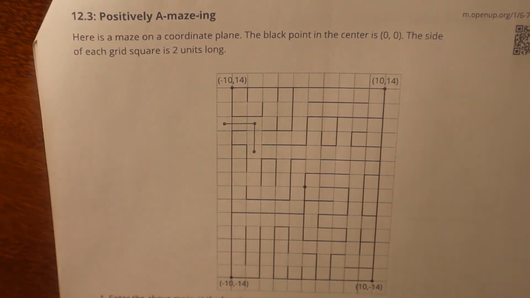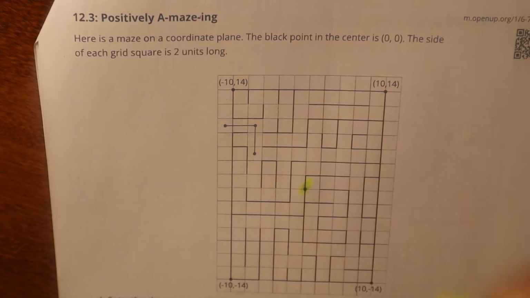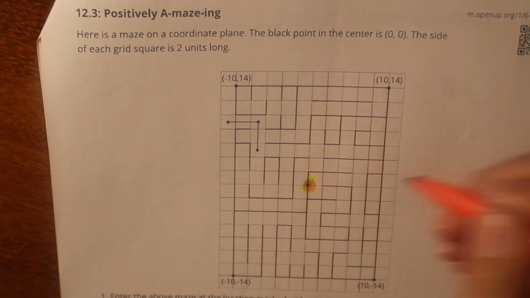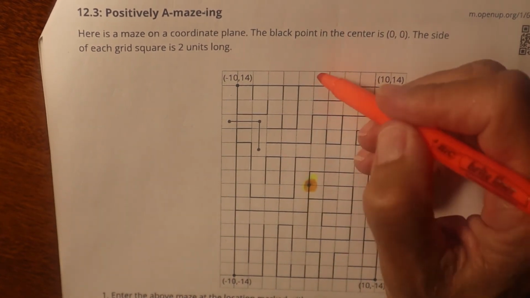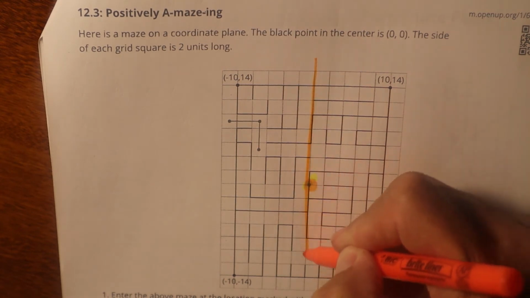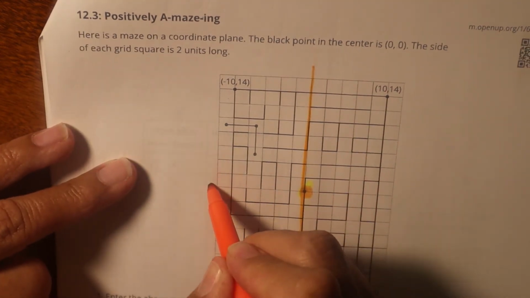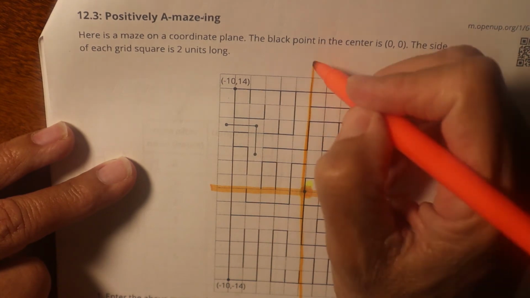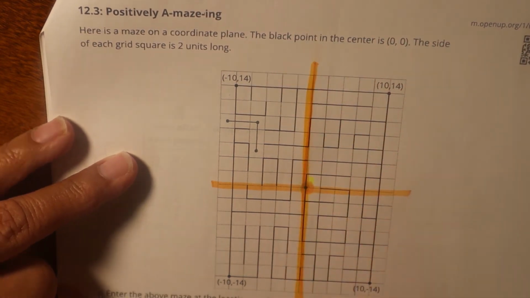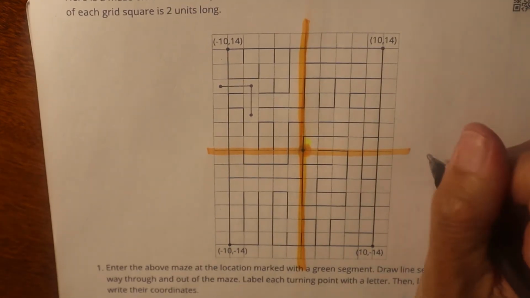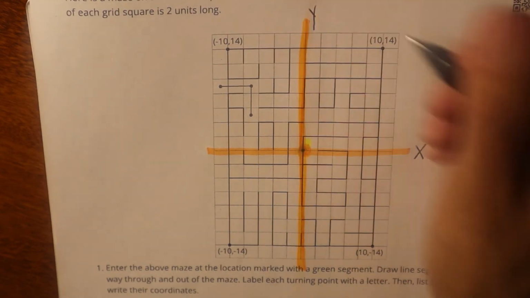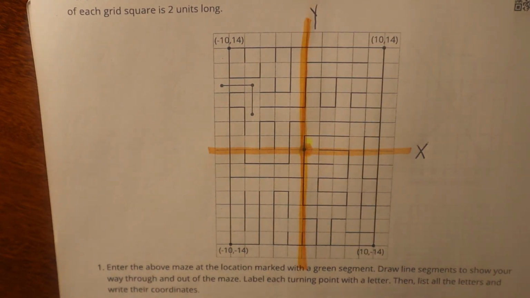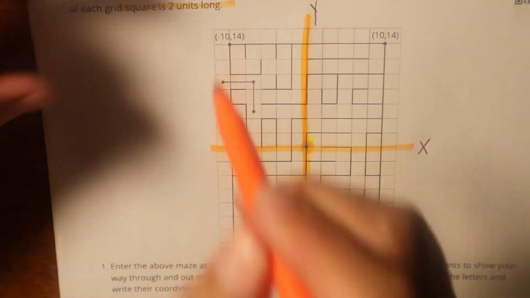The black point in the center, right here, is your 0, 0. I don't know if you guys can see the yellow very well. Maybe I'll do orange. Is where you'd find 0, 0. Okay, so this is where we would have our y-axis intersect with our x-axis. So let's just go ahead with your highlighter or colored pencil and draw that in so it looks more like a coordinate plane. All right, each of these squares, this is important, is 2 units.